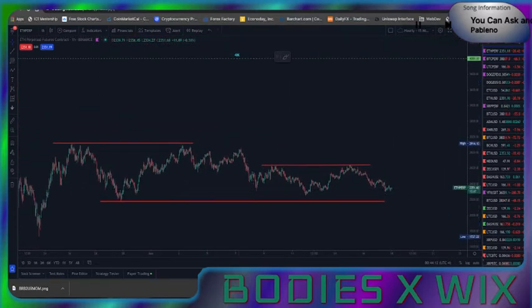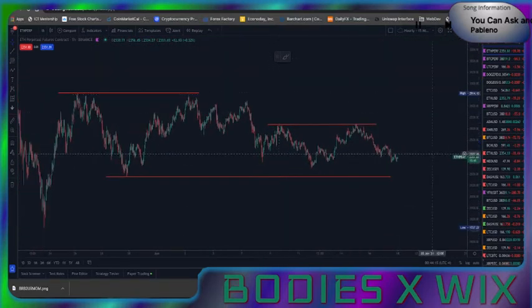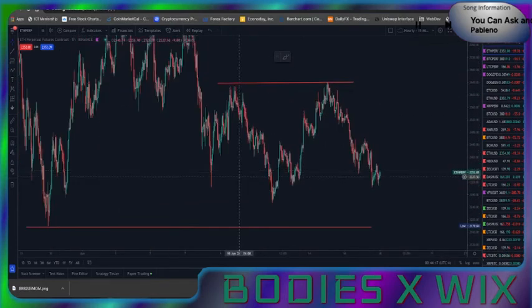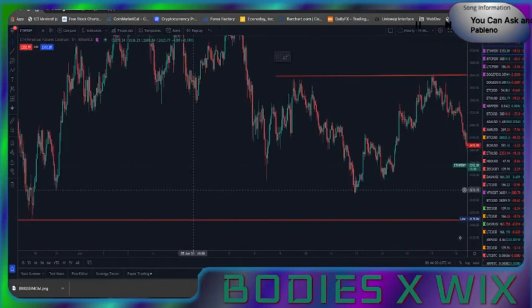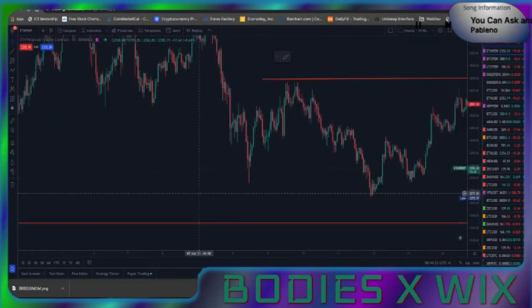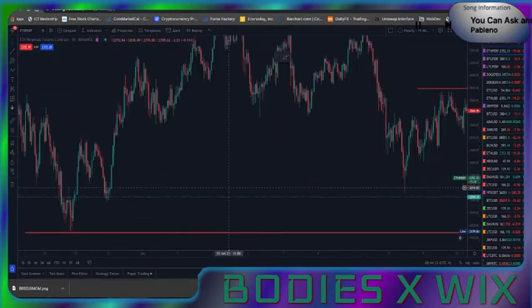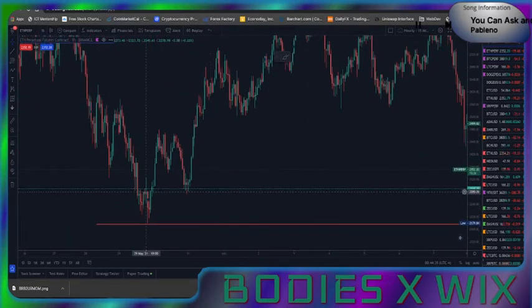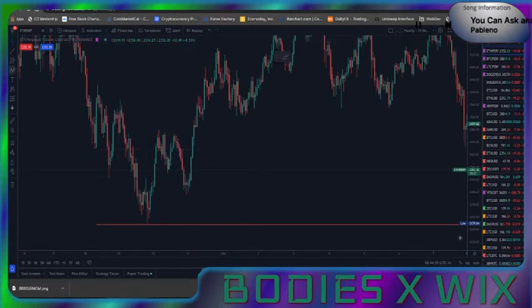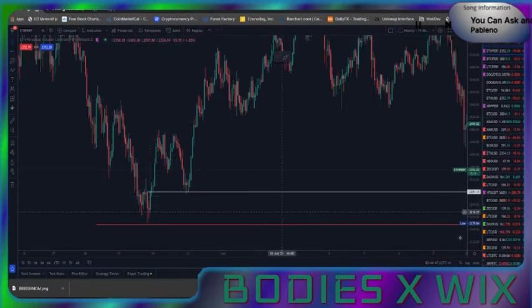Let's see. Here, I'm just going to put a horizontal line in the area of where that is. Come back over here. Yep, look at this. Order block right there. Let me do a horizontal line, really quick horizontal ray. There you go. There's your order block.